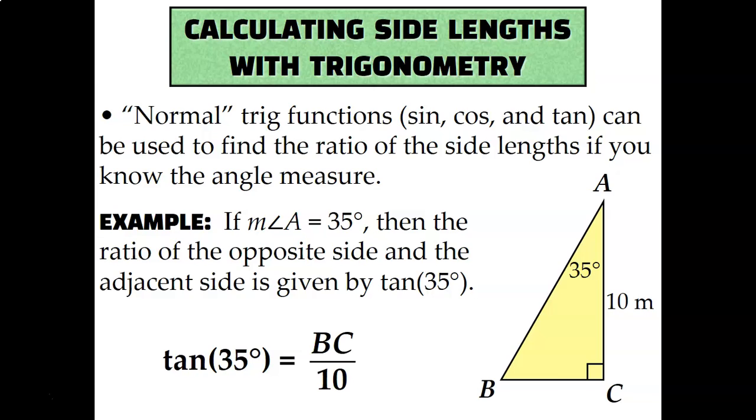So the equation that I'll write is what you see on the screen at the bottom. Tangent of, in this case, 35 degrees. Inside of those parentheses, you'll always write whatever the degree measure is, and you'll set that equal to the ratio, opposite over adjacent. The opposite side is BC, the adjacent side is 10. To solve, you would multiply both sides by 10 and get your answer.